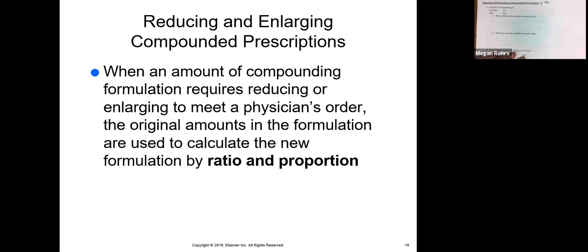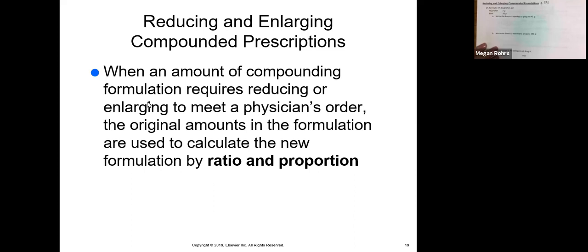Okay, reducing and enlarging compounded prescriptions. We are on page 391 if you're following along in the book. Sometimes we will already have a formula for a compound, but we might not necessarily need to make as much as the compound is calling for, or we may need to make more than the recipe states, okay? So we're going to go through a couple examples of how to solve for those types of problems.